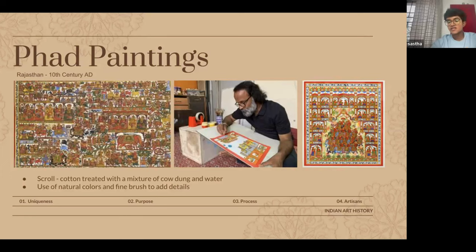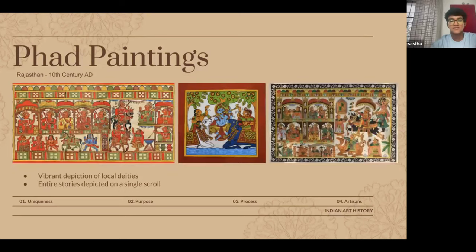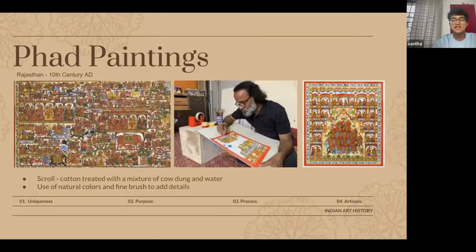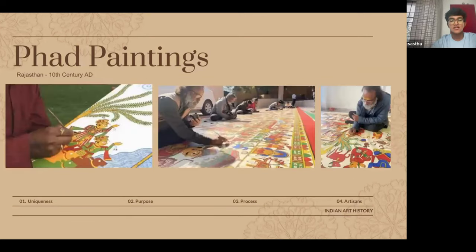So these scrolls usually go up to 15, 20 feet long, and as we can see, they are in this picture. So they are continuous. They depict a continuous story like the Mahabharata or the Ramayana, where the artists and the storytellers work together to create this.